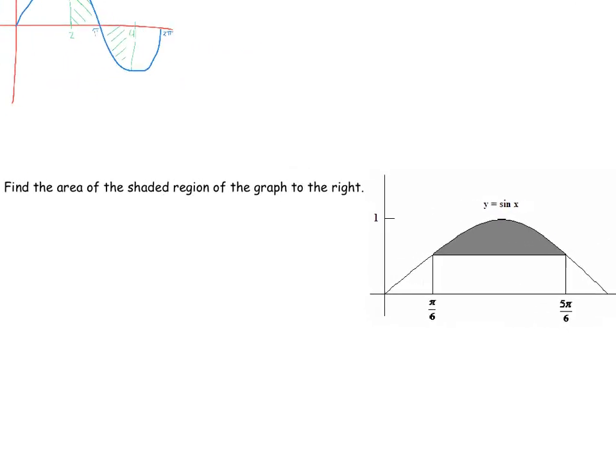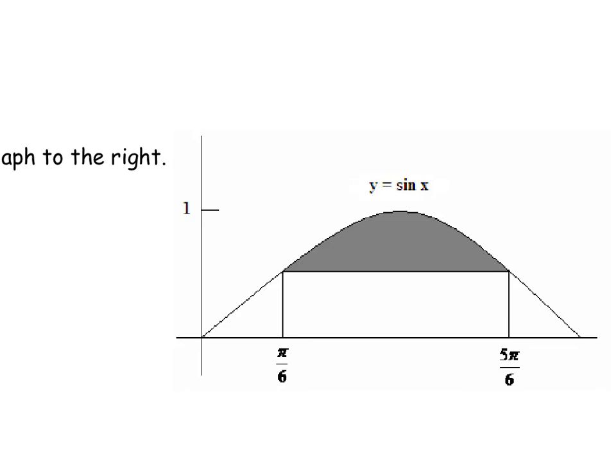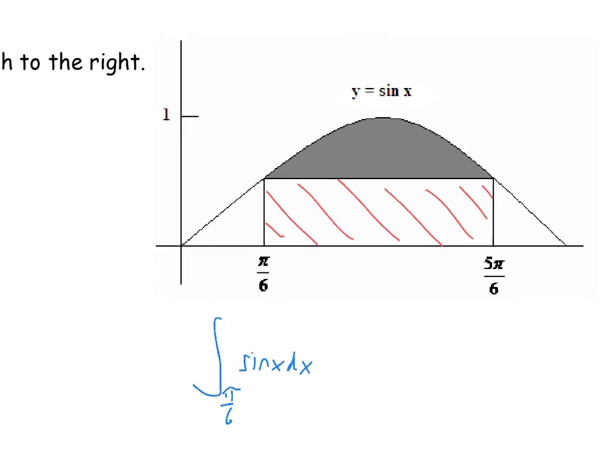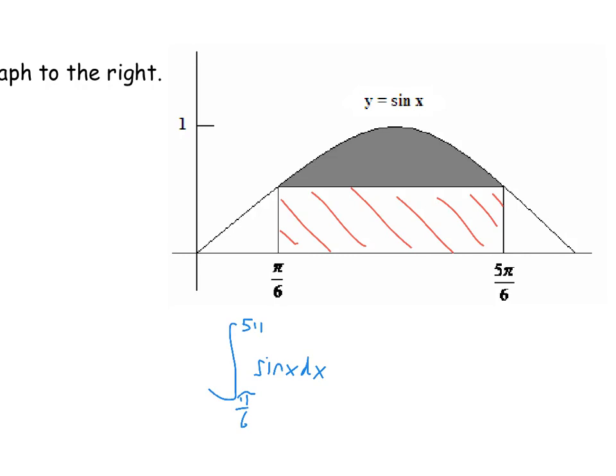All right, and then finally, find the area of the shaded region of the graph to the right. To find this shaded region, I think there's a couple of different ways you could do it. But I notice right away that there's a rectangle right here. So I'm going to do the integral of sine from pi over 6 to 5 pi over 6. So from here to here, I'm going to do that integral, which is going to give me this shaded region plus the red shaded region. And then I'm going to subtract the red shaded region. So it's just the integral of sine x dx from pi over 6 to 5 pi over 6. There we go. So that gives me the area of the red and the gray.